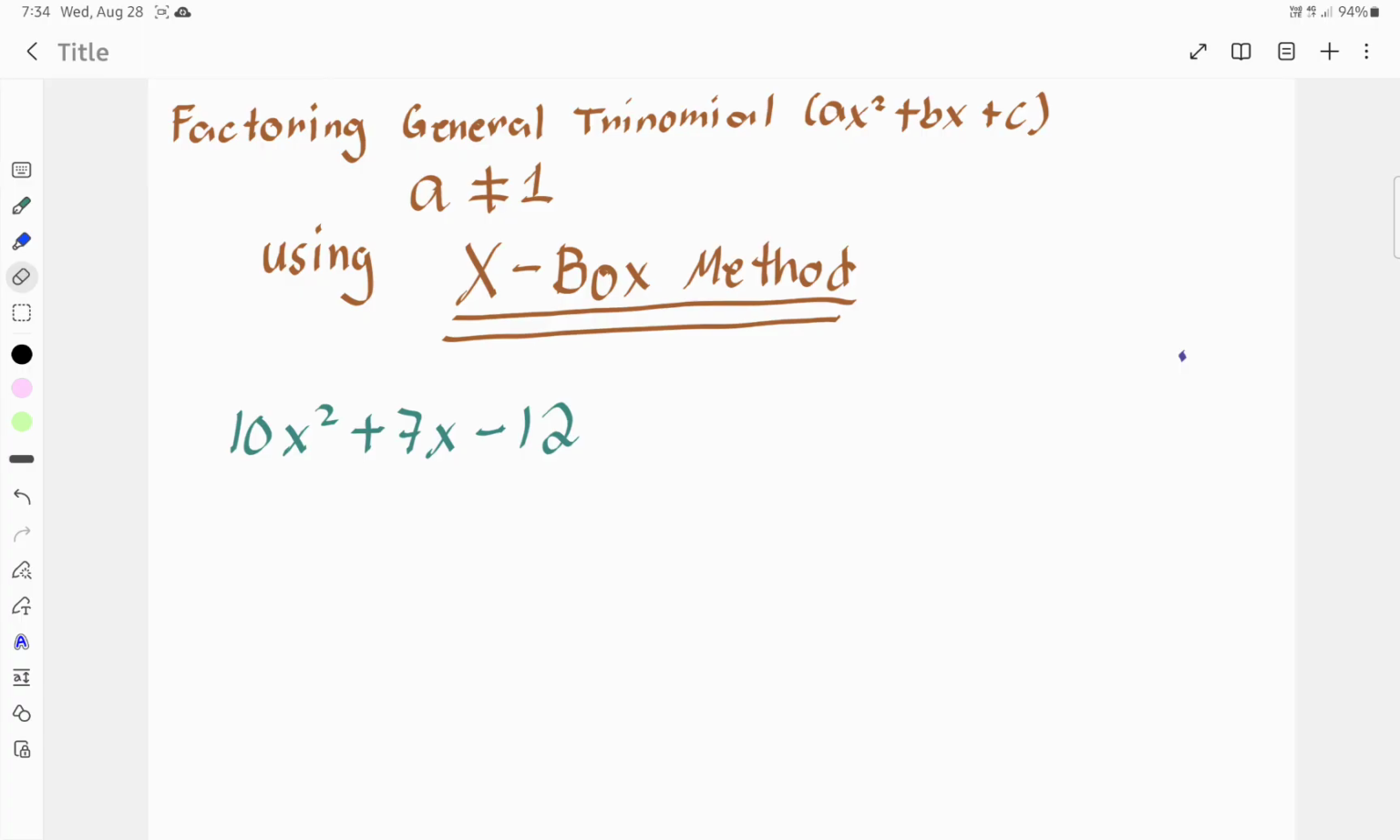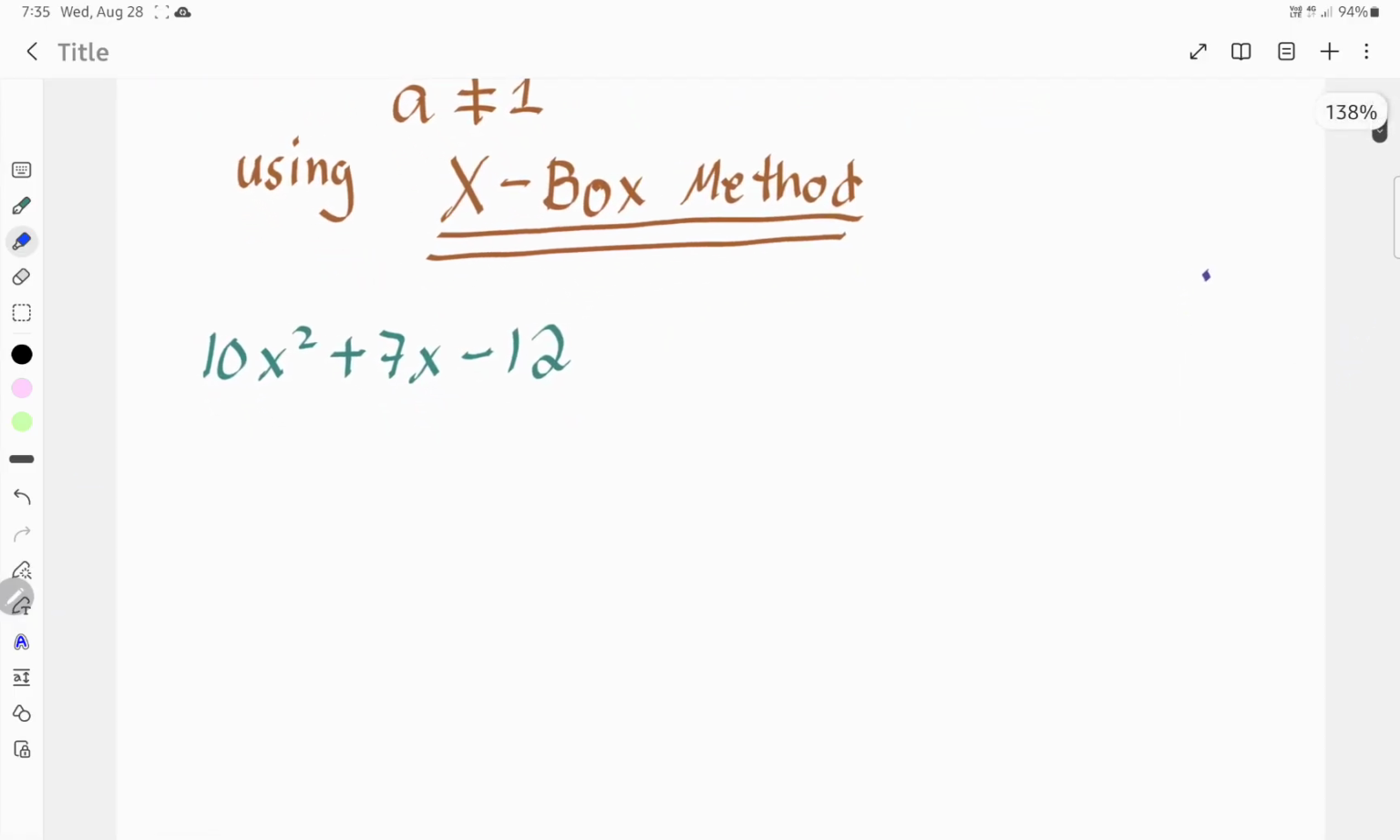First thing, if we have an example here, 10x squared plus 7x minus 12, you want to factor it out. Now, the first thing to do is check if there is a common factor. If there is no common factor, check if it's a perfect square trinomial. If there is no common factor and it's not a perfect square trinomial, you can now start doing your X-box method. Now, how to do the X-box method? First thing to do is to create your X.